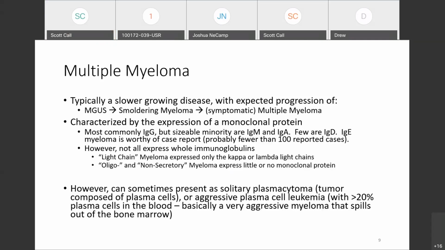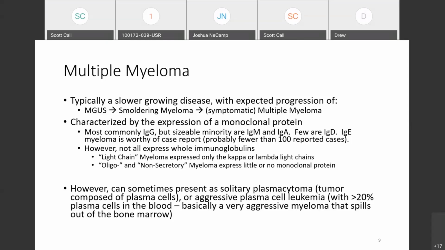Most commonly, the monoclonal protein is IgG. There definitely are a fair number of IgM and IgA multiple myelomas. There are very few IgD multiple myelomas, but they do exist, and I've seen a couple as a fellow. IgE myelomas, though, even though they exist, are incredibly rare. I think there are maybe around 50, less than 100 reported cases. So if you ever see an IgE myeloma, make sure you write it up, because it would still be worthy of a case report.